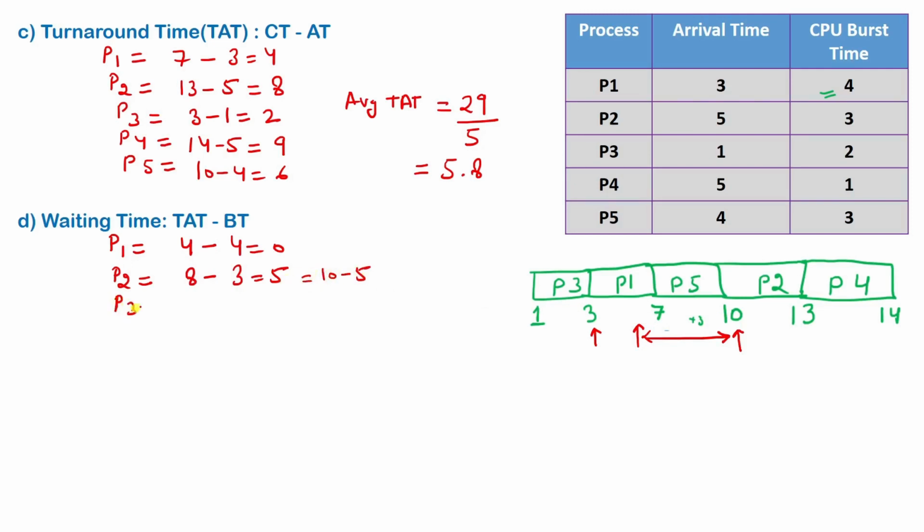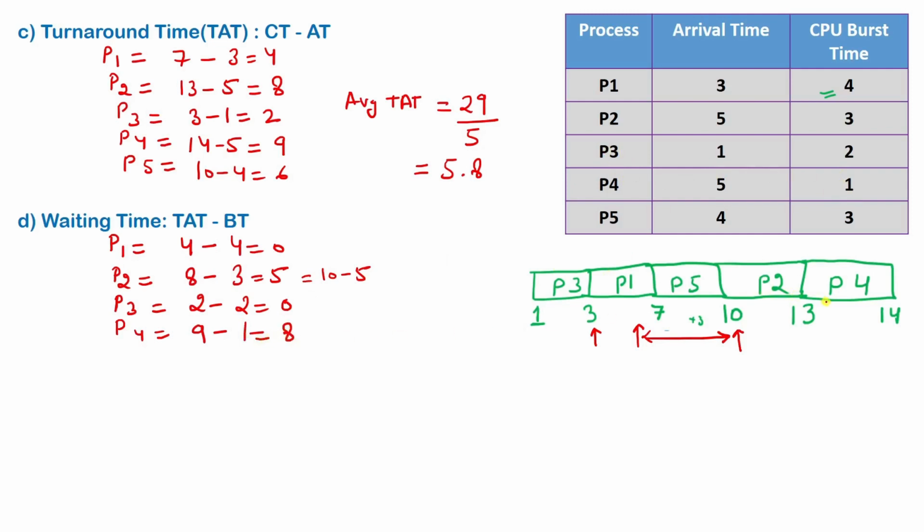Now let's find for P3. The turnaround time for P3 is 2 and the CPU burst time is 2. That means waiting time is 0. Here also you can see P3 arrived at 1, it got the CPU at 1, so waiting time is 0. Now for P4, turnaround time is 9, burst time is 1, so for 8 units of time P4 waited.